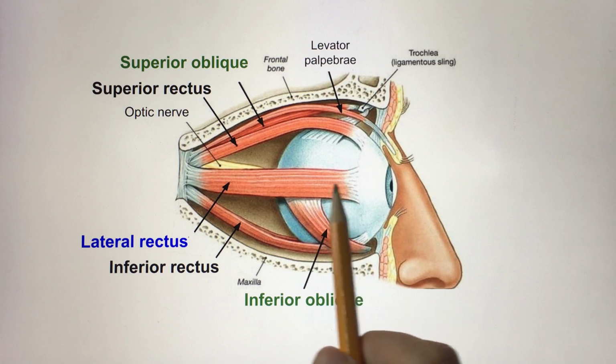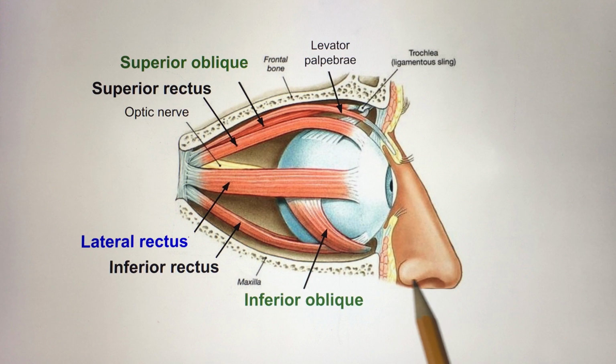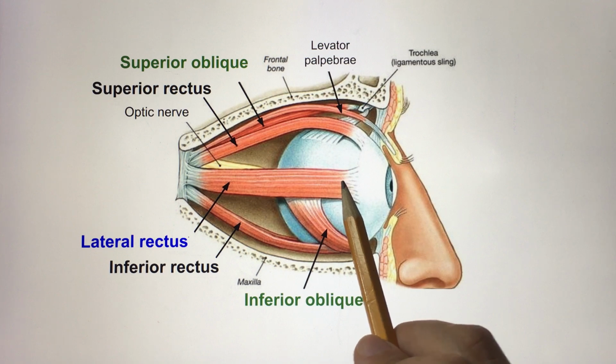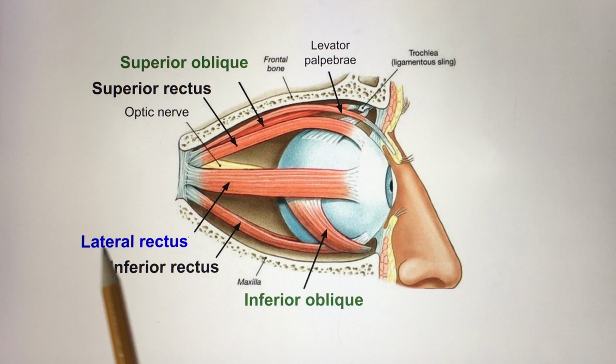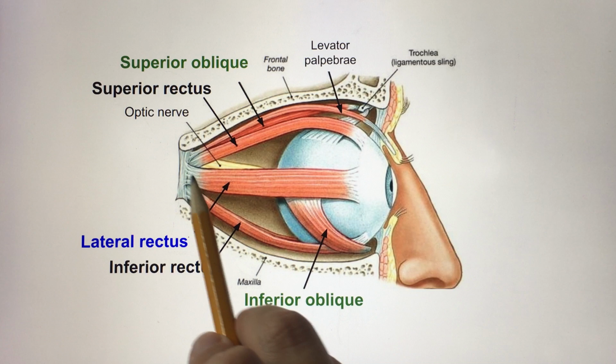The muscle on the side of the eyeball, connected to the lateral side of the eyeball. See, this is where the nose is. This is the side further away from the nose. So this is the outer corner of the eye side. So this is where the muscle is connected, called lateral rectus, to the side of the eyeball and then to the back of the eye socket.